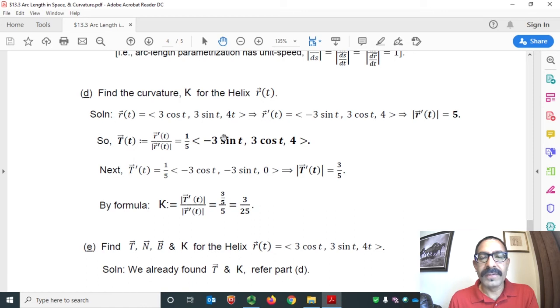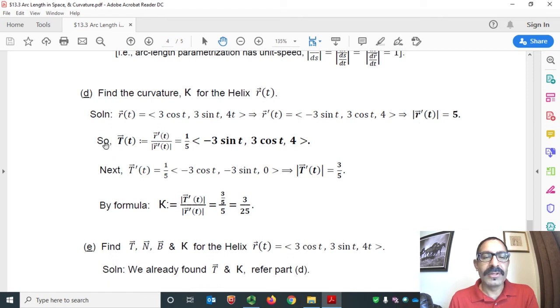Find the derivative of r, which is r prime of t equals the derivative of 3 cosine t, which is minus 3 sine t. The derivative of 3 sine t is 3 cosine t, and the derivative of 4t is simply 4. Find the magnitude of r prime, which turned out to be 5.